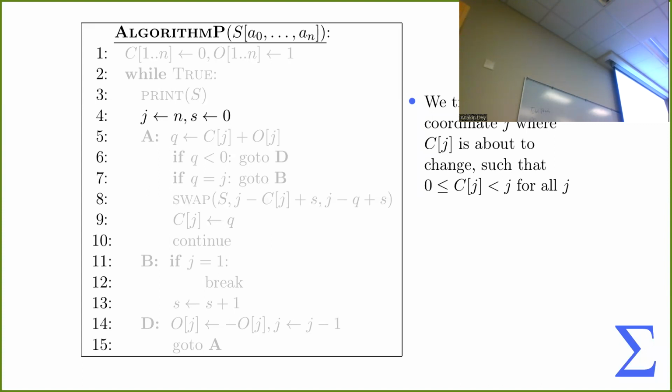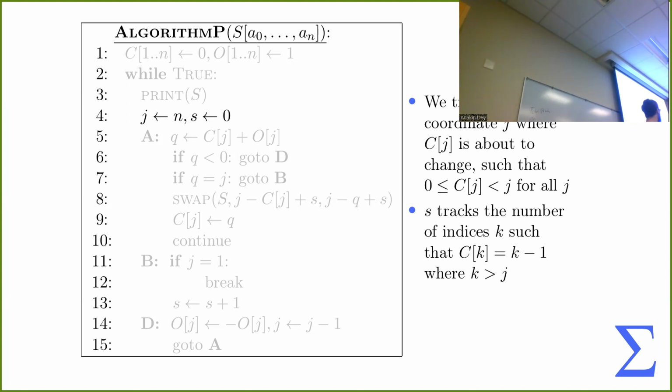J is the coordinate within C where we're about to change the value, so we're about to make a swap. Such that we hold a couple invariants, specifically that the actual value of C of J is less than J. You might remember me saying, hey, sets are any unordered collection of items. Great thing about sets is we're dealing with finite inputs, so we can just map everything to natural numbers. It's not a big deal. S tracks the number of indices K, such that C of K is equal to K minus 1, where K is larger than J. So this is the number of instances where this condition holds. This will be helpful to kind of keep track of how large our range is when we're bouncing left and back through the string.